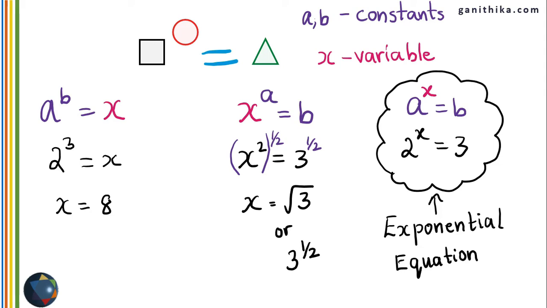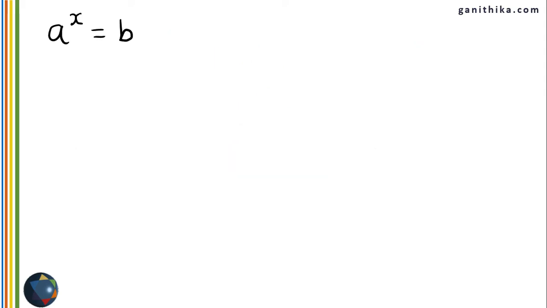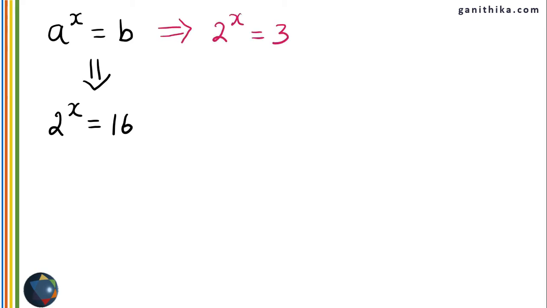So let's now discuss a to the power of x is equal to b type of equations, which is a proper exponential equation. And you can have two different types in this. Say for example 2 to the power of x is equal to 16, or I can have 2 to the power of x is equal to 3. What is the difference between these two equations? The numbers 16 and 3, of course.